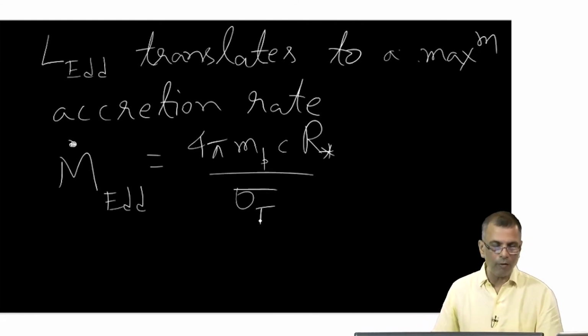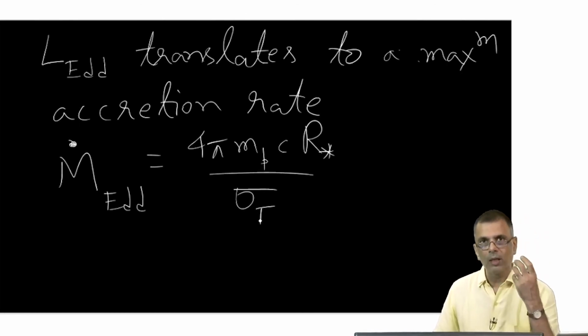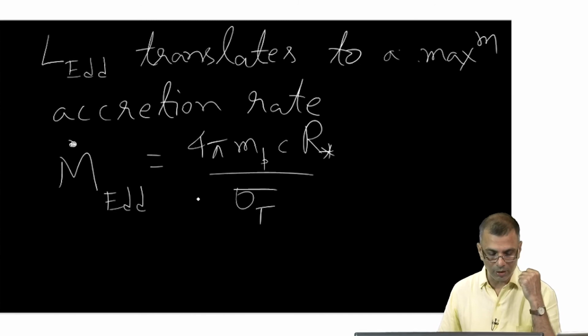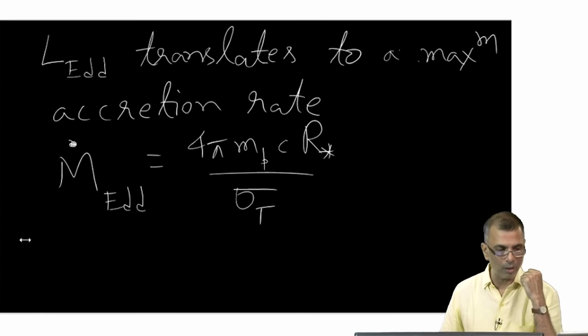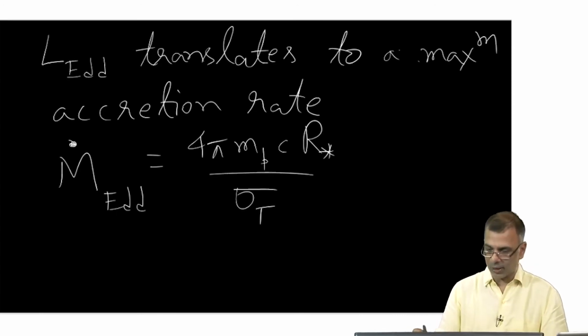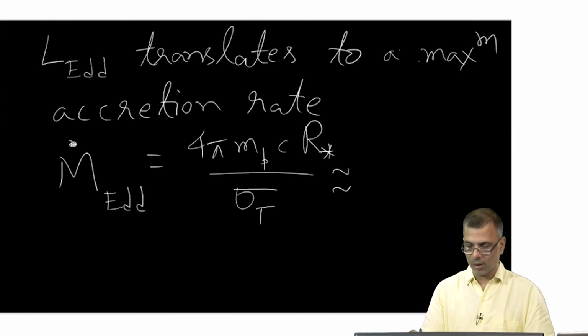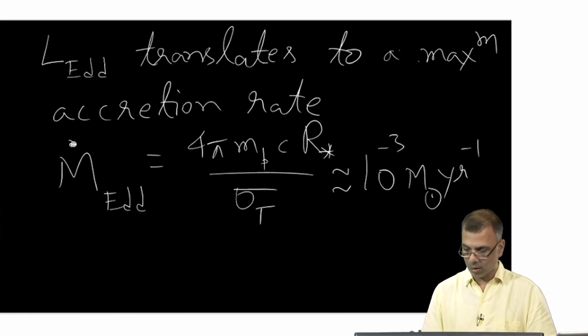This follows directly from the formula for the energy released during the accretion process and this L Eddington. Okay. So this is a maximum accretion rate, and as it turns out in practical units, this is something like 10 raised to minus 3 solar masses per year times R star over R sun.